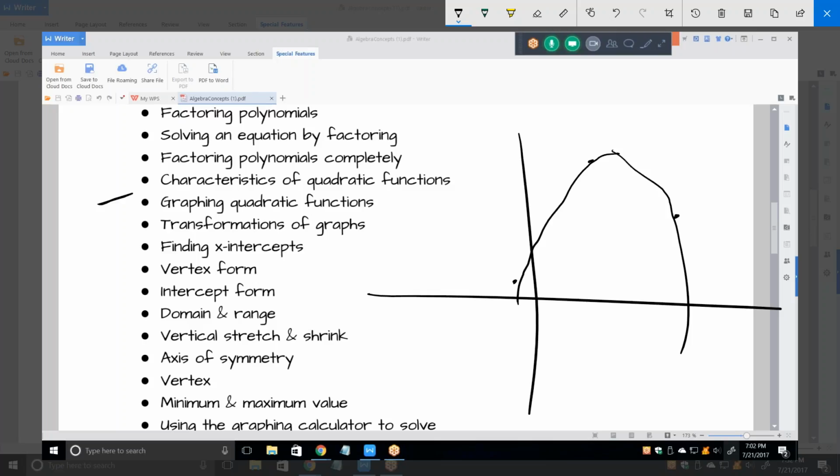Now, I said this was a big subject. It is. We've just gotten started on it, but we're out of time. So I will let you go tonight, and we will pick up with graphing quadratics again next time.